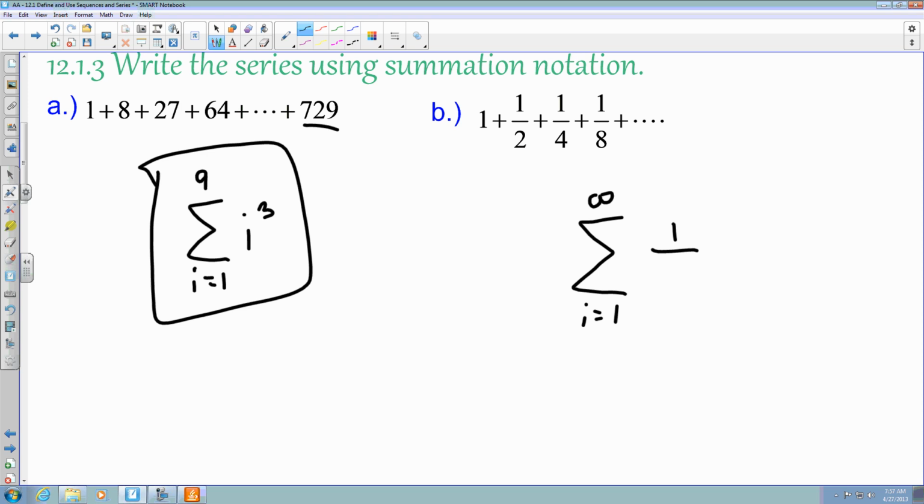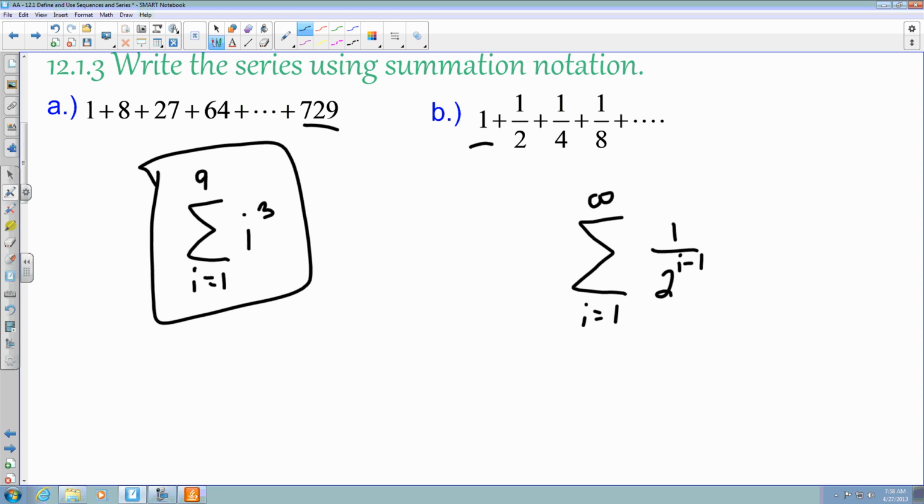And then I need to get something that's going to give me 1, and then 2, 4, 8. So I can say I'll put 2 to the I minus 1 power. So if I have I equals 1, I got 1 minus 1, which gives me 0. 2 to the 0 power is going to give me 1. So 1 divided by 1 is 1. So that checks out.